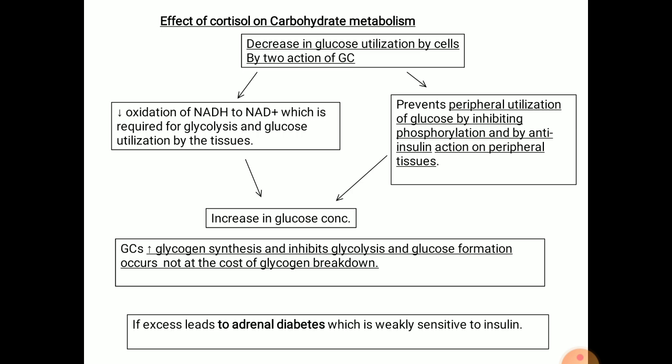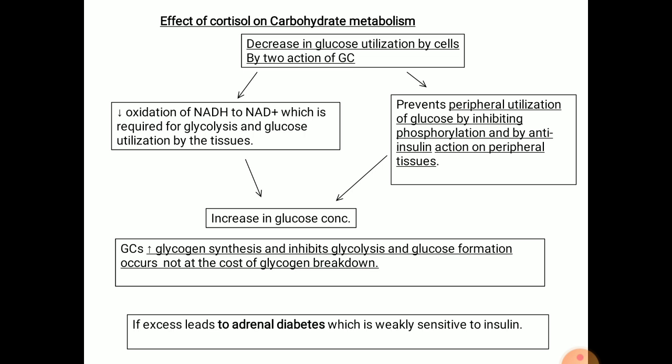Now the second mechanism is the decrease in glucose utilization by the cells, and that is again via two mechanisms. One is the decreased oxidation of NADH to NAD plus, which is required for glycolysis and glucose utilization by the tissue. Second, it prevents the peripheral utilization of glucose by inhibiting phosphorylation, as I described, and the second action is the anti-insulinic action on the peripheral tissue.